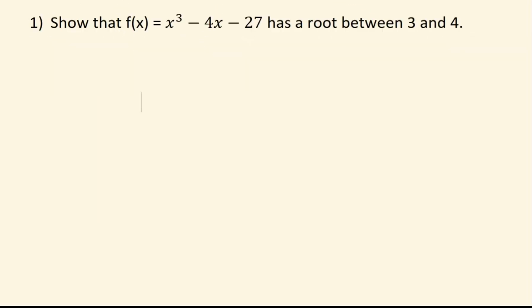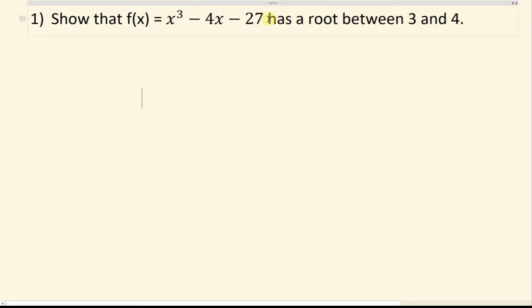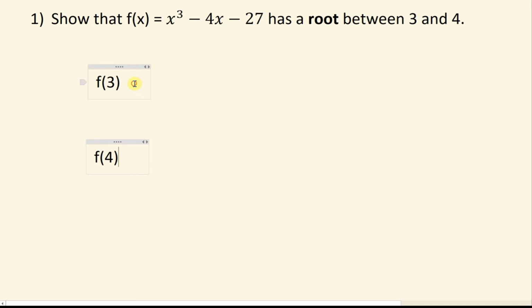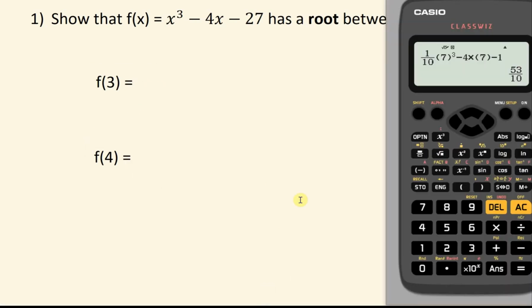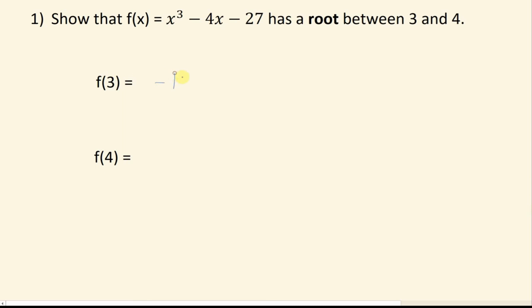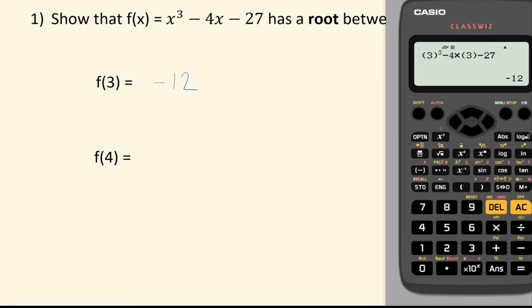So let's try it one more time, with different notation here. Show that this has a root between 3 and 4. Root means the exact same thing: there's a solution for it equal to 0. To do this, we're going to work out f of 3 and f of 4, just using a bit of function notation. So we plug in 3 and we plug in 4. Let me get my calculator back and type this in. Okay, when x is 3, we've got minus 12 here. And replacing this 3 for a 4.